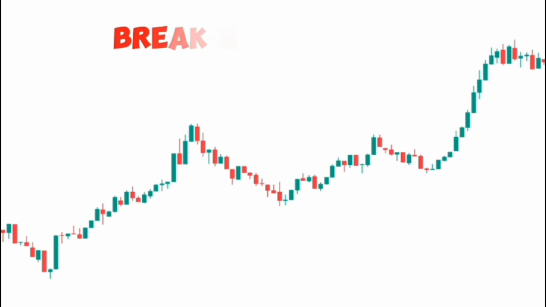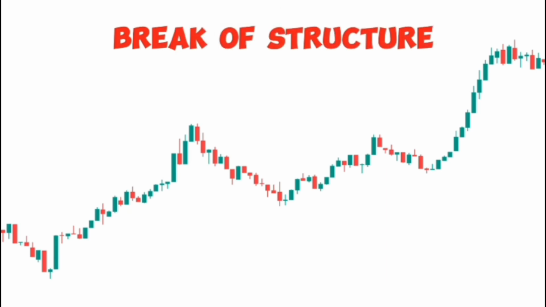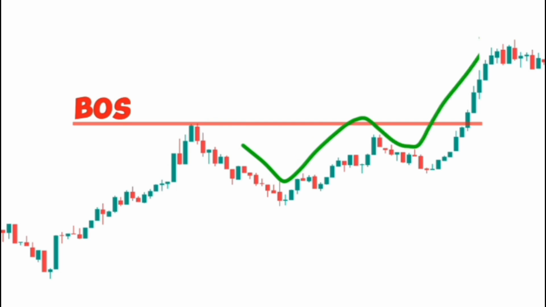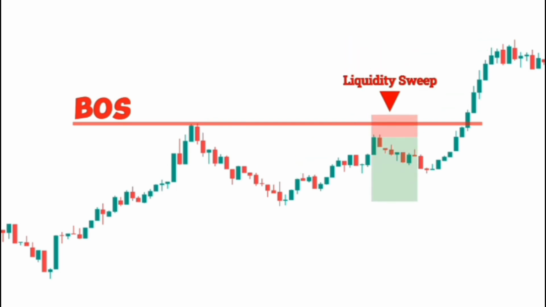Now comes step 2, break of structure, BOS. Whenever the price breaks a previous swing high or swing low, it's called a break of structure. This tells you that the market's momentum is continuing. But there's a trap here too. Don't enter a trade based on BOS alone. Next comes the most critical step, POI, point of interest, and the pullback.